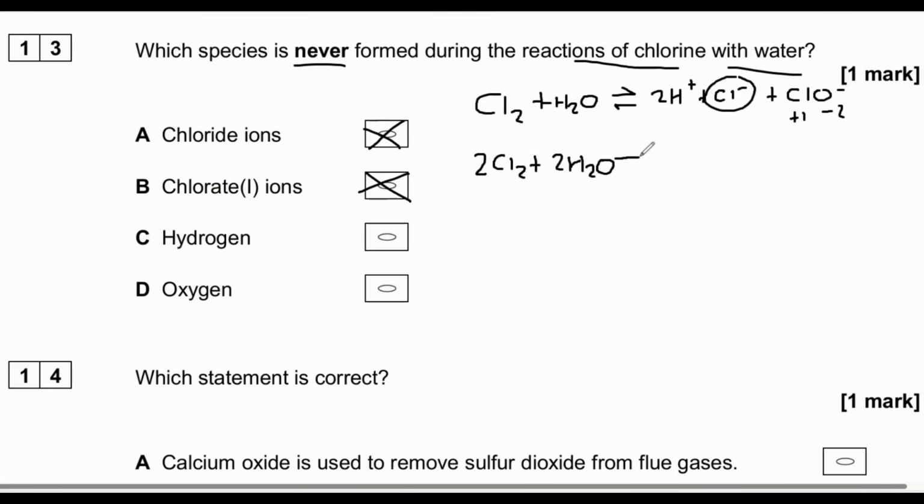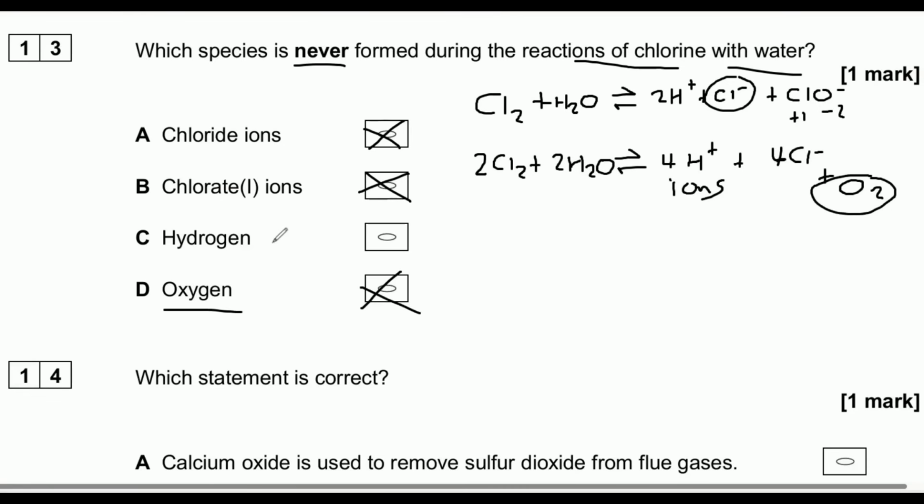So we've got some chlorine reacting with H2O here, and it also is going to form some hydrogen ions. We're also going to get some chloride ions, and this time we're going to get oxygen gas formed. And so D is also formed. So the answer here is going to be hydrogen is not formed because oxygen can be formed.